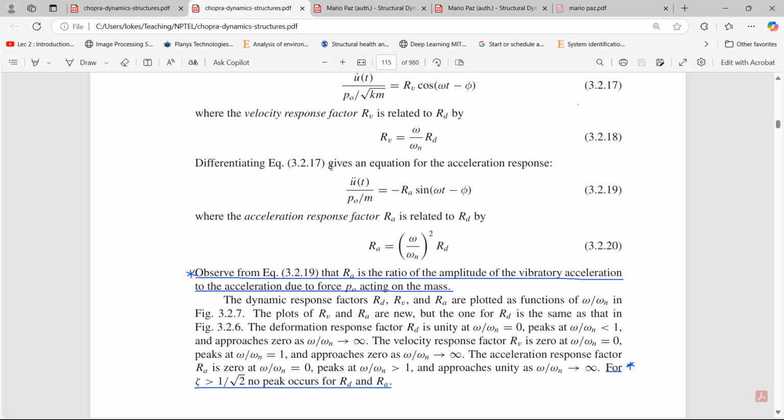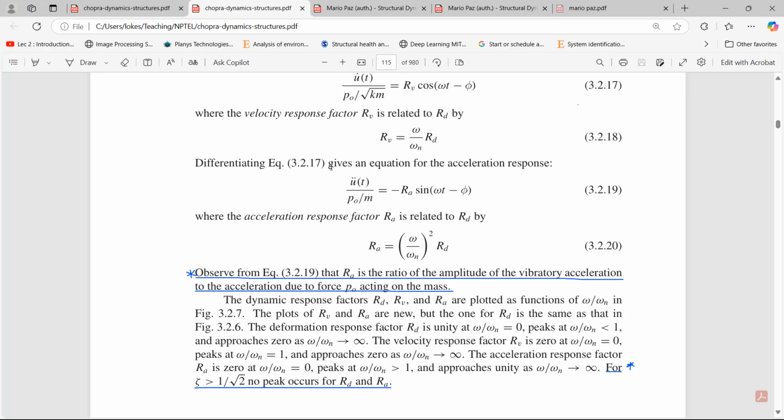Let's calculate the mass of the roof. M is equal to 500 into 10 cube divided by 386. So we have 500 multiplied by 1000 divided by 386, which is 1295.3 pound second square per inch.